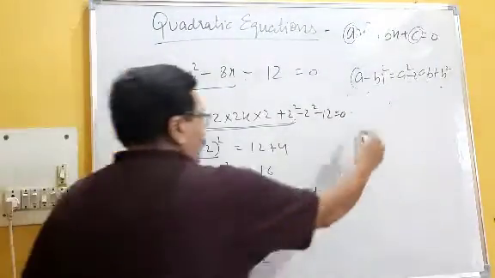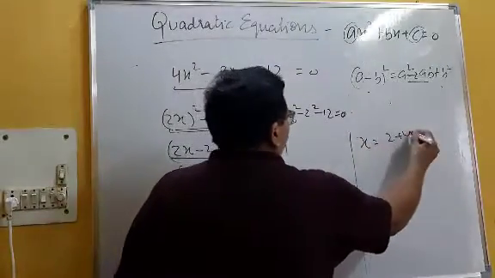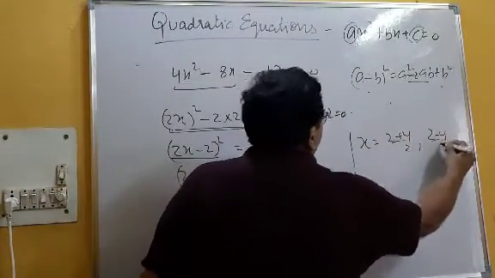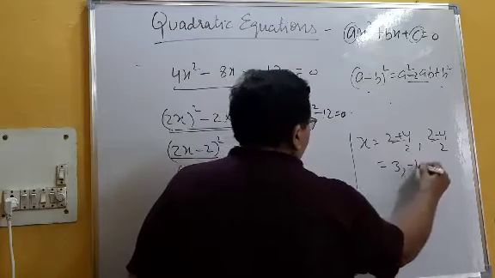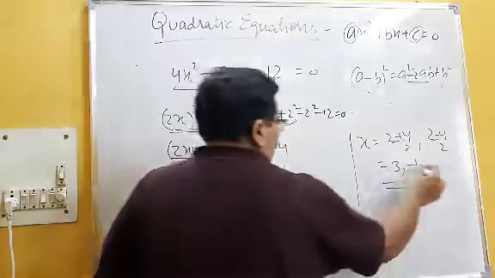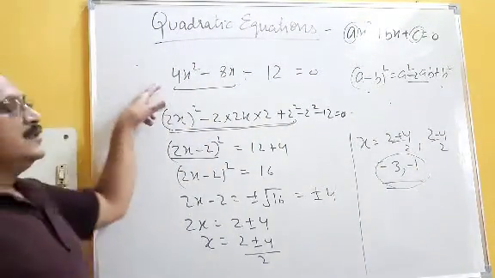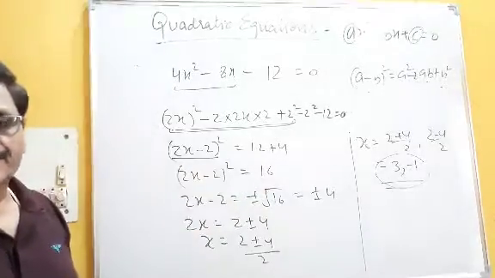So now you can get two solutions of this. First, x is equal to (2 plus 4) upon 2, and (2 minus 4) upon 2. This will give 3 and minus 1. So now you have two solutions of x. These are, you can say, solutions or you can say the roots of this equation by completion of square.